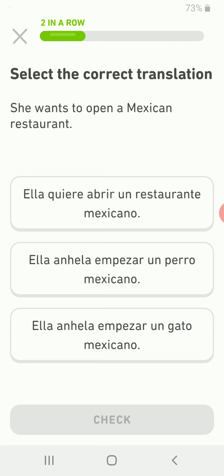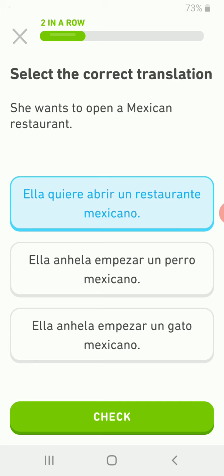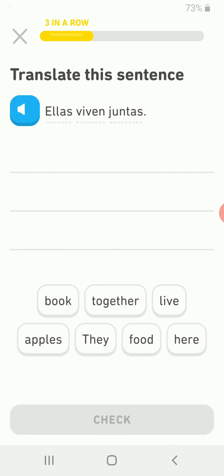So ella quiere abrir. I think it's abrir. It might be pronounced abrir. Okay, abrir un restaurante mexicano. Ellas viven juntas. They live together. Juntas means together.